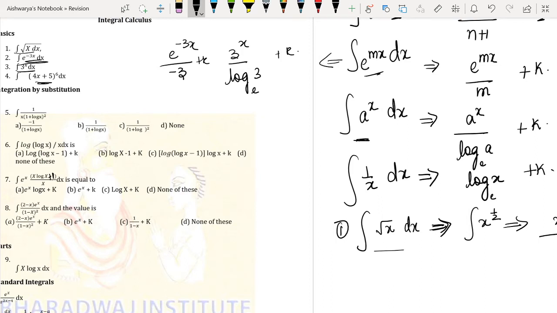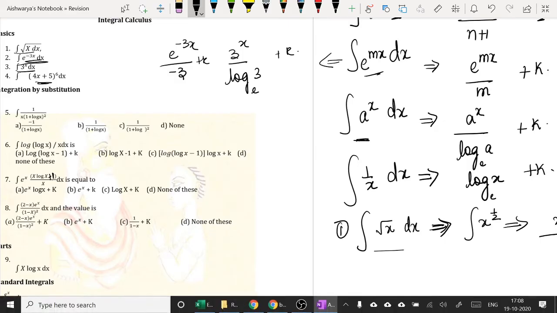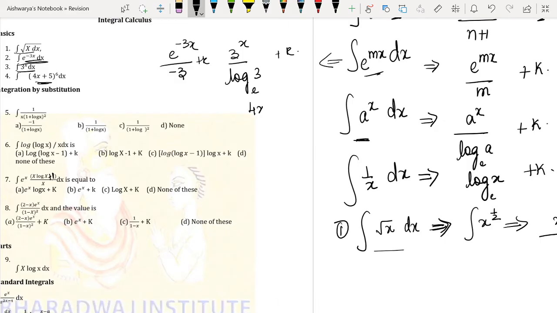Now coming to 4x plus 5 the whole power 6. When you integrate this, all you have to do is 4x plus 5 the whole power 6 will become power 6 plus 1, 7. Denominator also 6 plus 1, 7. However, this is a linear function. Okay, linear means x does not have any power. So the coefficient of x is 4, which you will multiply additionally. So 4x plus 5 the whole power 7 divided by 28. Okay, this will be your final result.